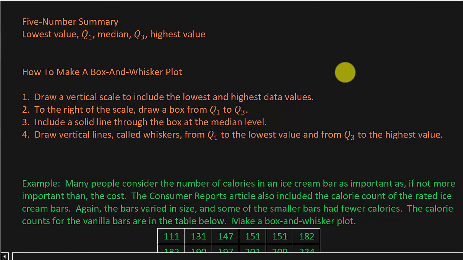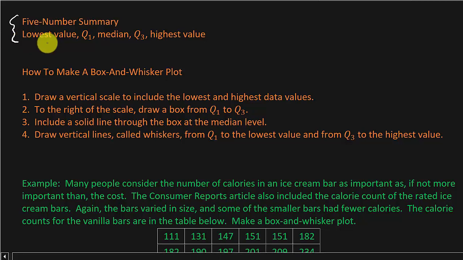All right, so now let's look at making a box and whisker plot. Before we get to this procedure on how to make a box and whisker plot, we need to look at this 5-number summary. That's the 5 things you need to find to make a box and whisker plot.